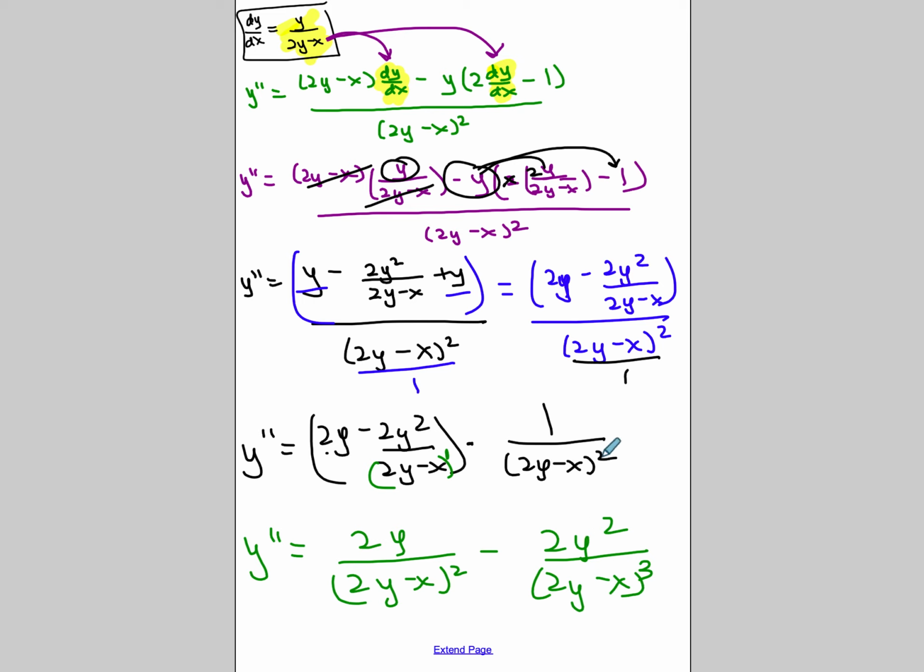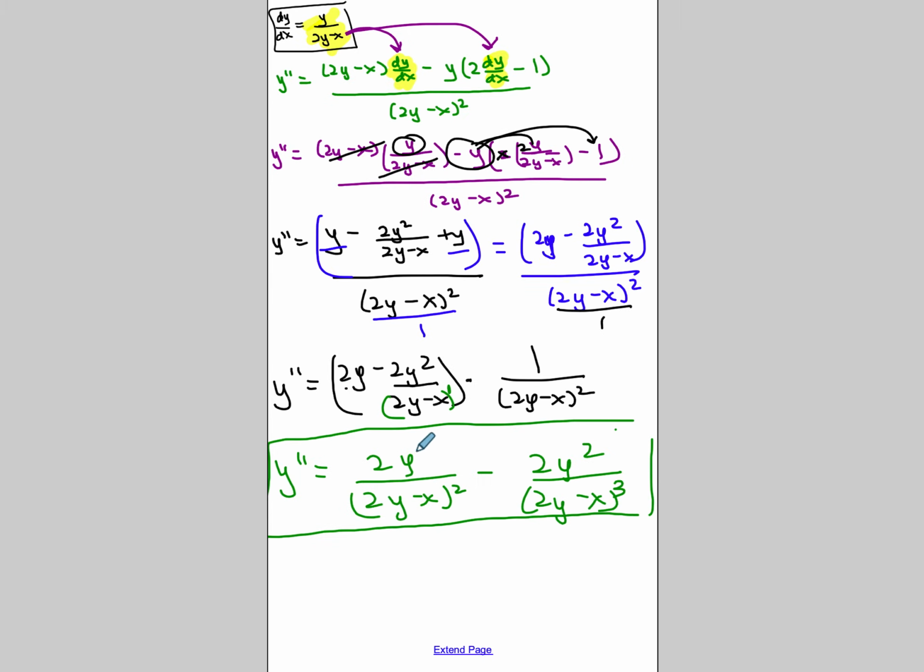Okay. And this is a good answer. You could leave it just like this. The other thing you guys could go ahead and do if you wanted to is get a common denominator. So I'd have to multiply this one by 2y minus x. I'm going to quickly take that to the next slide.